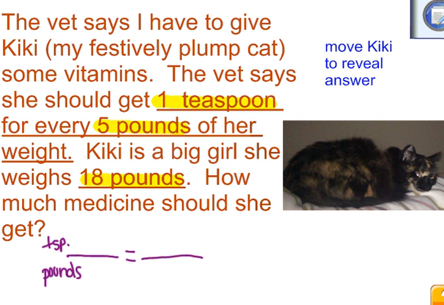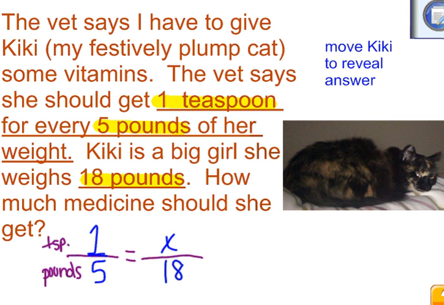So now I go back and I need to fill in these 3 numbers that I have. My cat should get 1 teaspoon, so I'll fill that in on the top, 1 teaspoon for every 5 pounds that she weighs. And she weighs 18 pounds. Well, since this is a number that's measured in pounds, I'm going to put that on the bottom. And the missing number then will be x. Now I have a proportion that I can solve.